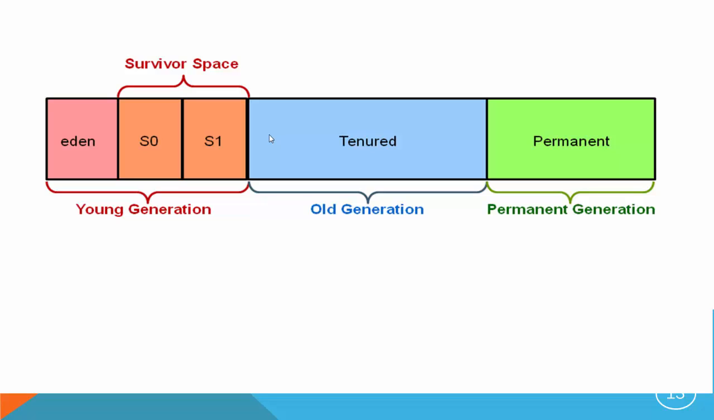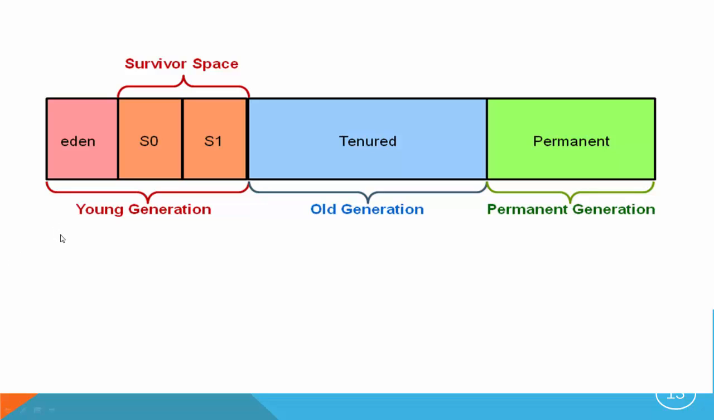So in the heap memory we have different sections. The first section is called young generation, then we have old generation, then permanent generation. Young generation is again divided into Eden, Survivor 0 and Survivor 1. Old generation has tenured and permanent generation has permanent. Permanent generation holds the metadata of the classes and methods that are going to execute in the program.